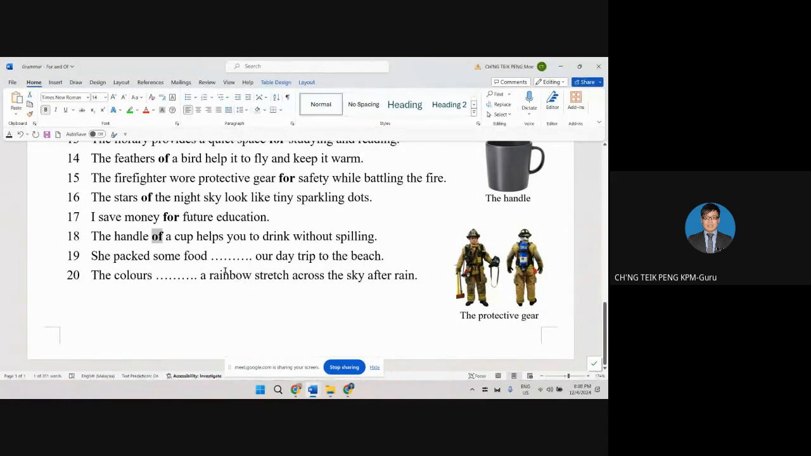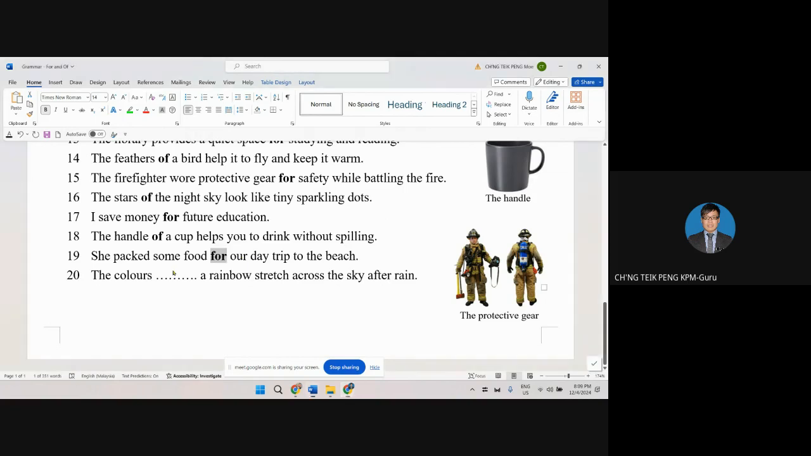19, Shamin. She packed some food for our day trip to the beach. Yes, she packed some food. And then why do you need the food? 为什么你需要那些食物？Why do you need the food? What is the purpose of the food? 那个食物的目的的功能的目标是什么？For our day trip to the beach. Very good. And then continue. Let me call Jan Heng.